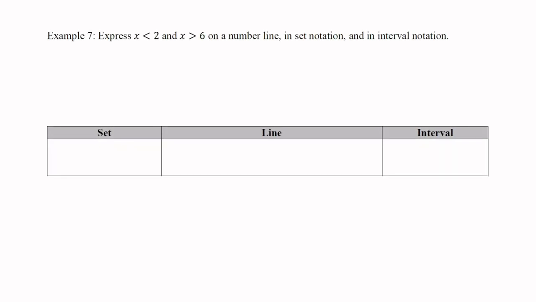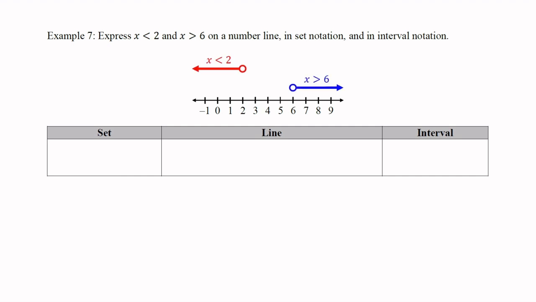Let's express this compound inequality on a number line, in set notation, and in interval notation. So let's sketch out the two inequalities first. Now, since this is an AND statement, we want what's shared. Well, if we look at these two individual inequalities, there's nothing shared between them. So that means there is no solution.